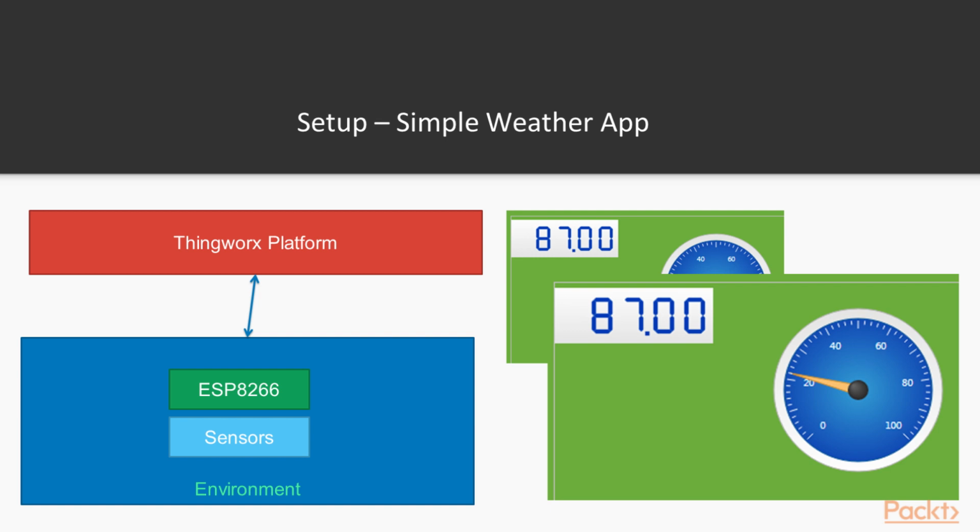Then, we're going to be using the ESP8266 chip. You can use the NodeMCU or you can use the Adafruit. ESP8266 is going to be taking the values from the sensor. We're going to be massaging those values. And then we're going to be pushing these values to the ThingWorx platform.